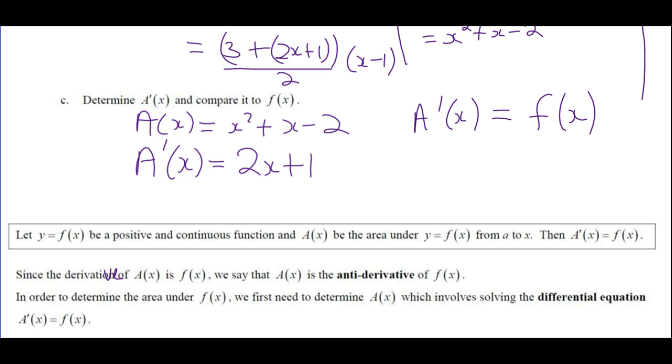Derivation implies you did something like down the derivative up, but whatever. Since the derivative of A of x is f of x, we say that A of x is the antiderivative, right? So we're looking for the function whose derivative is f of x. In order to determine the area under f of x, we first need to determine A of x, which involves solving the differential equation A prime of x equals f of x. So we need to find the function A of x whose derivative is f of x, and we call that the antiderivative. We're just kind of working backwards.